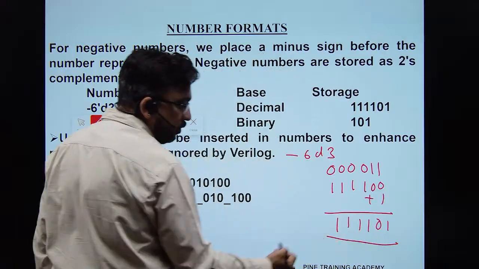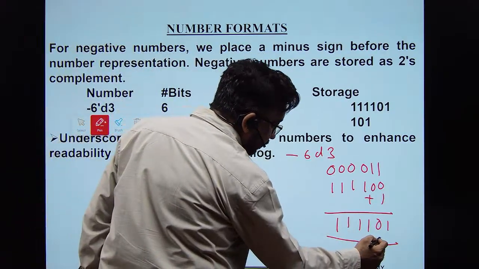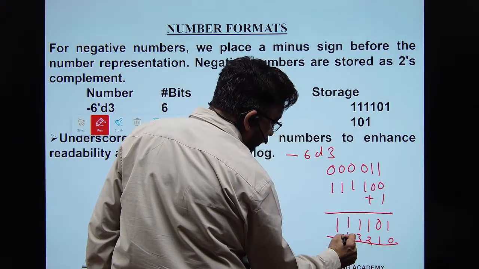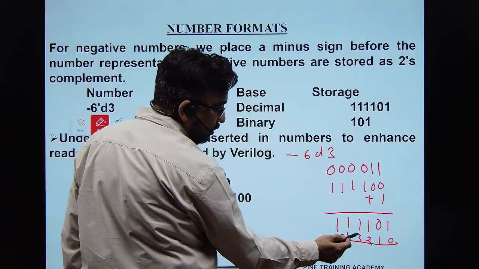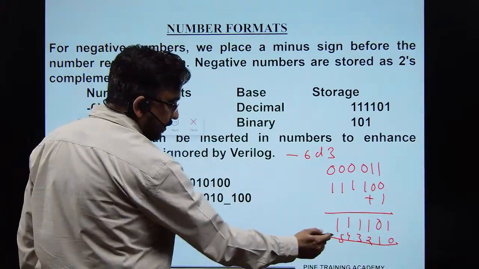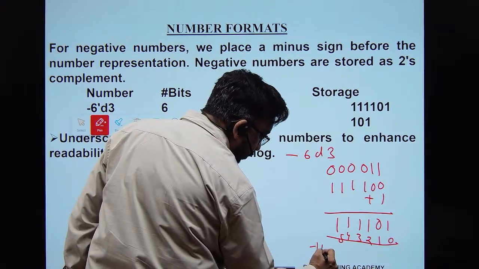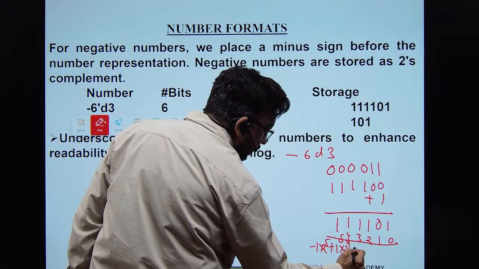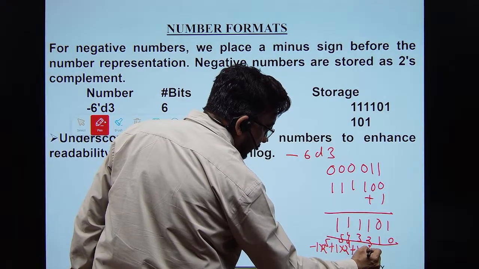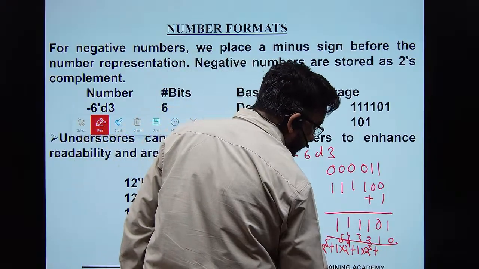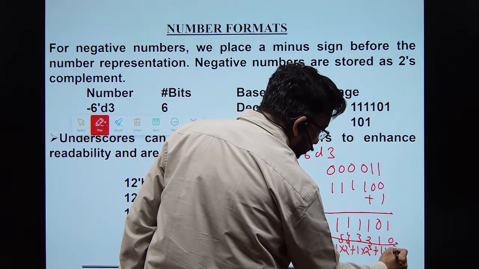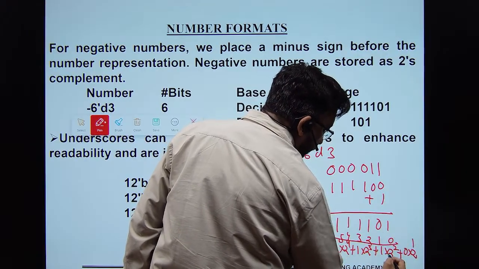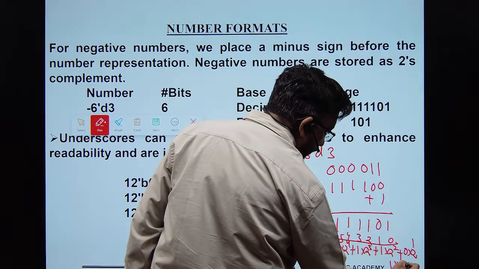So let's convert this into decimal. This is position number 0, position number 1, 2, 3, 4, 5. Or rather, this is position number 5, 4, 3, 2, 1, 0. Okay. So minus 1 into 2 to power 5, plus 1 into 2 to power 4, plus 1 into 2 to power 3, plus 1 into 2 to power 2, plus 0 into 2 to power 1, plus 1 into 2 to power 0.